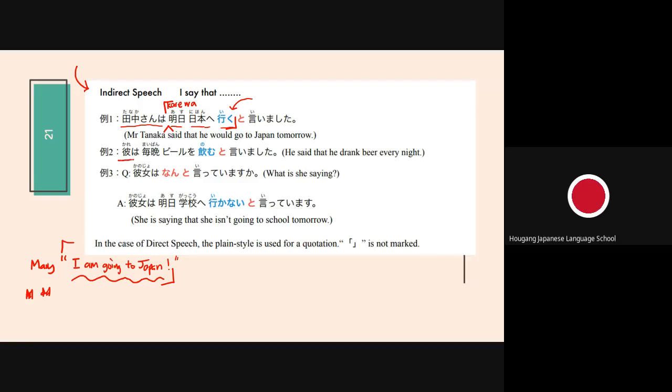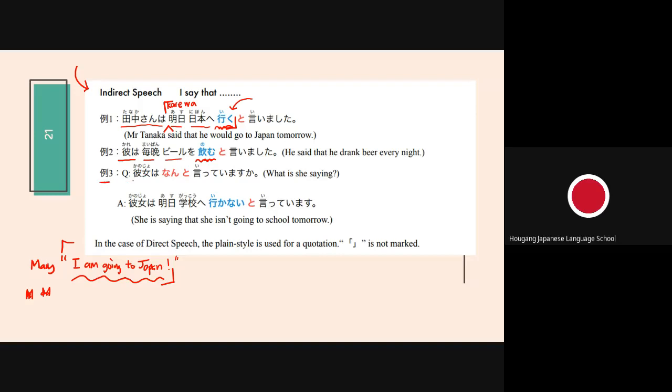Next, kare wa maiban biiru o nomu to iimashita. The only hard part is not really hard also. It's the blue part. Here, please change to your plain form. Plain form means present tense uses the dictionary form. I think you'll know. Past tense uses the ta form. Right? Negative uses the nai form. Past negative is your nakatta form. I think you'll know that.